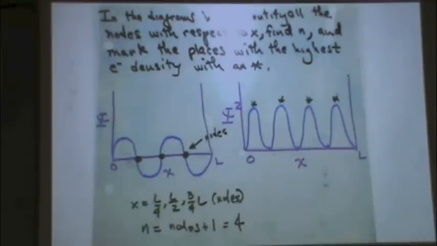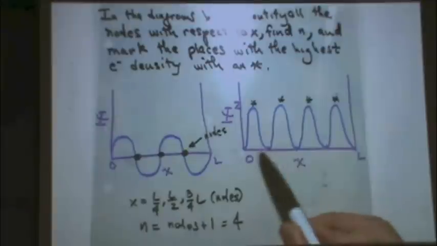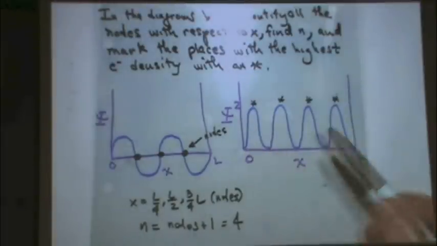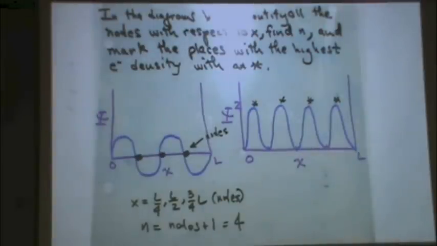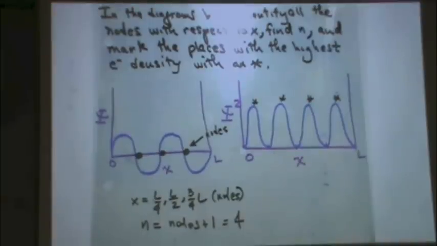Any questions on this? Okay, so you should be able to find N, the number of nodes, and find the place with the highest electron density. Also notice, it wasn't this question, but where the nodes are, that's the lowest electron density. At a node, the wave function equals 0, or the probability of finding electrons is 0. Okay. Let's move on. We have a couple other examples to do as well.